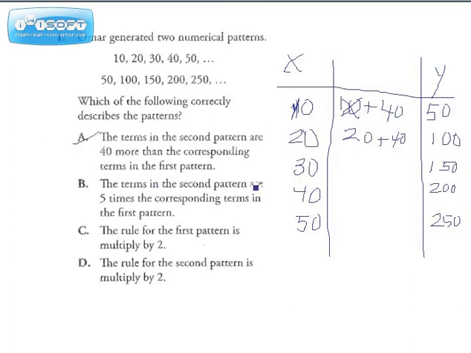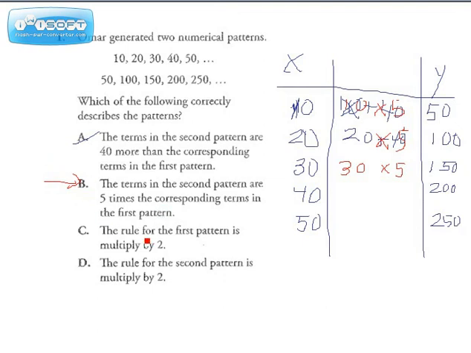All right, we look at choice B. The terms in the second pattern are 5 times the corresponding ones in the first. So let's try that. In other words, we take this 10 and multiply it by 5, do we get the 50? If we take the 20 and multiply it by 5, do we get the 100? If we take the 30 and multiply it by 5, do we get the 150? So far that's looking promising.